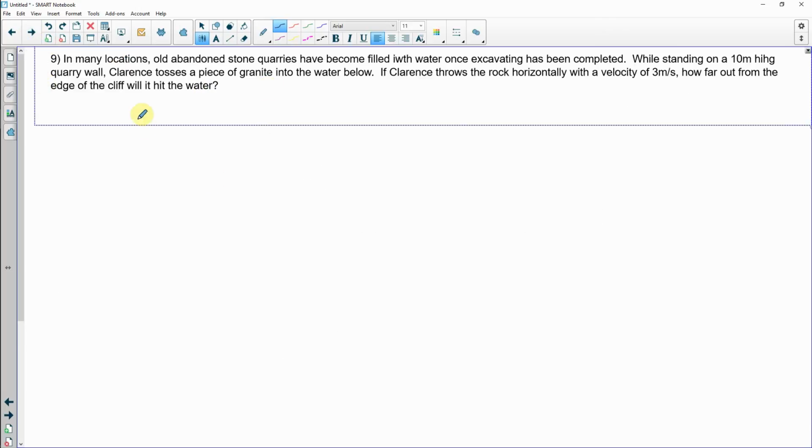Moving on. In many locations, old abandoned stone quarries have become filled with water once excavating has been completed. While standing on a 10-meter high quarry wall, Clarence tosses a piece of granite into the water below. If Clarence throws the rock horizontally with a velocity of 3 meters per second, how far out from the edge of the cliff will it hit the water?